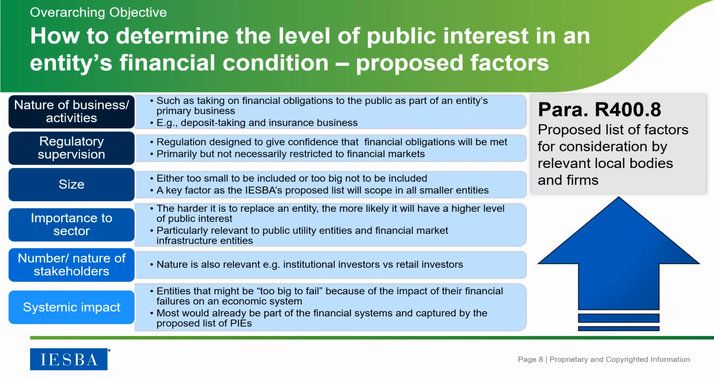Importance to the sector: the harder it is to replace an entity, the more likely it will have a higher level of public interest. This may be particularly relevant to public utility entities and financial market infrastructure entities. Nature is also relevant, e.g. institutional investors versus retail investors, and entities that might be too big to fail because of the impact overall in an ecosystem. Most of those would already be part of the financial systems and captured by the proposed list of PIEs.